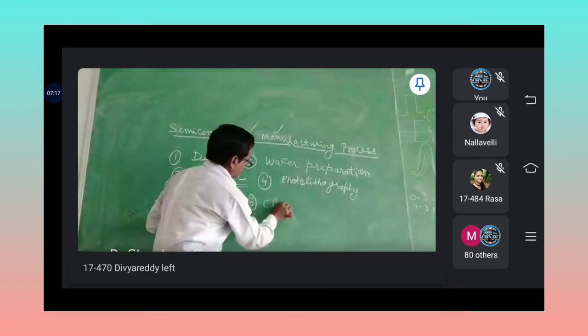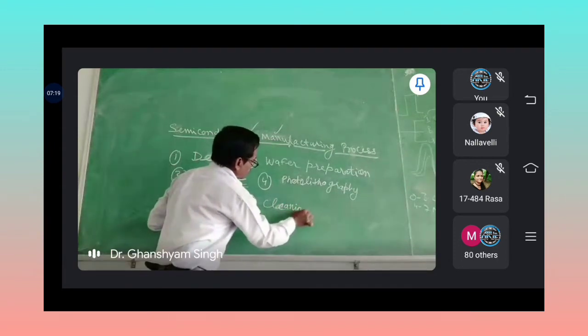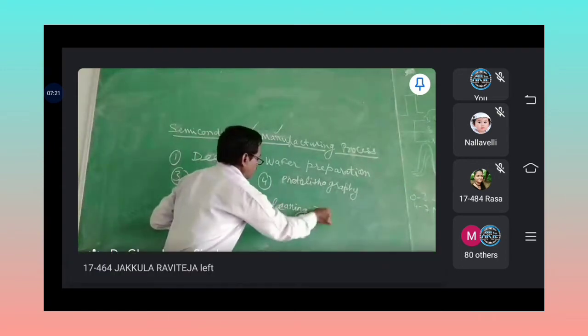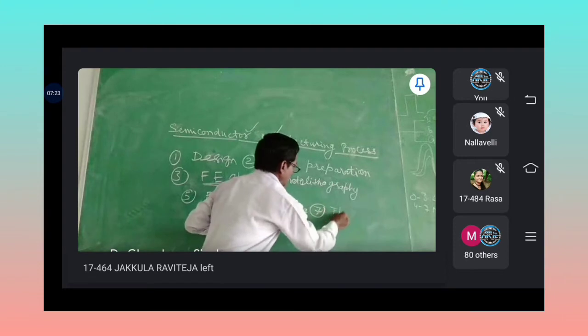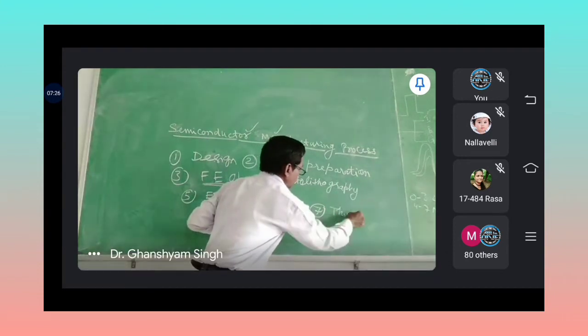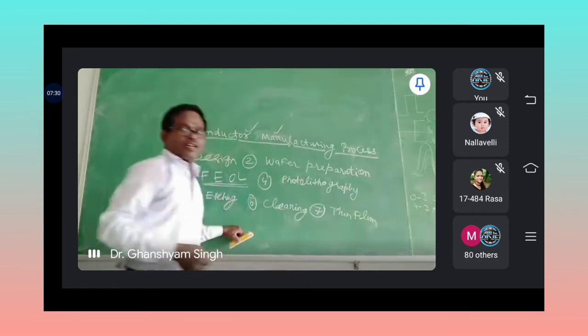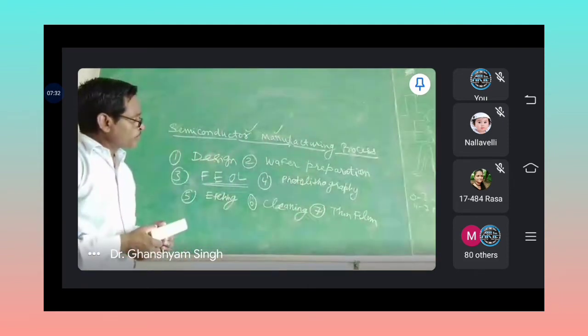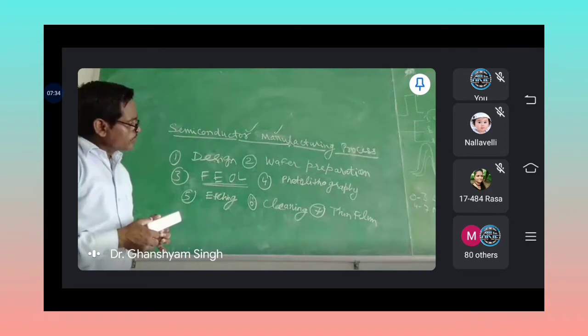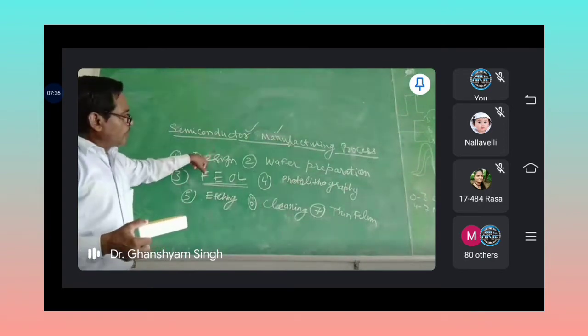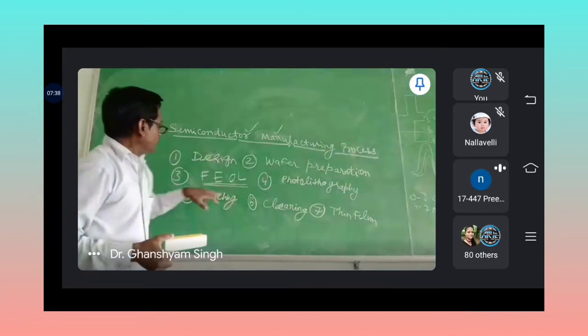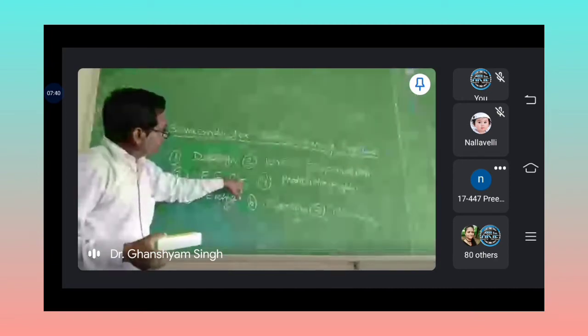And one more step used here after etching: cleaning. After etching, you clean the wafer. Hello students, you should remember it also. In the thin film, the metallic layer is very thin also. It is used for electric contact.